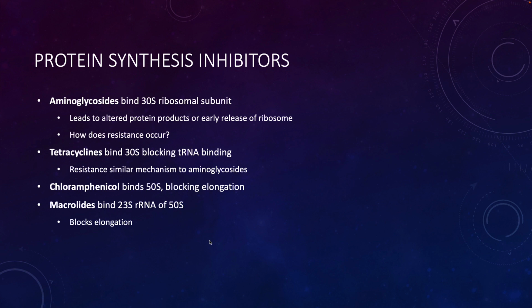We have macrolides that bind to the 23S rRNA, the rRNA product of the 50S subunit, and that also blocks elongation. But again, there are bacteria that have resistance to all of these. So for every drug we have, there's at least one bacterium that has resistance to that drug.